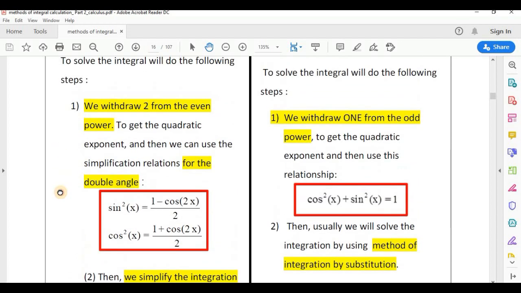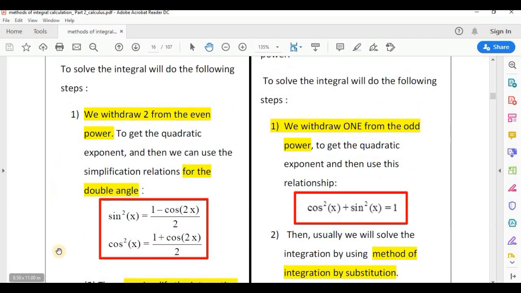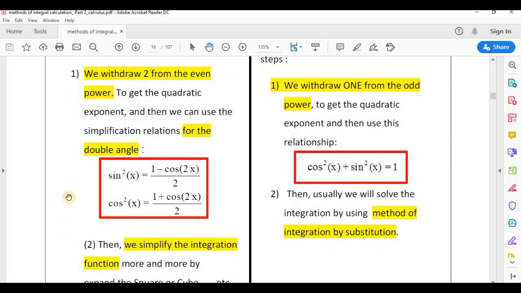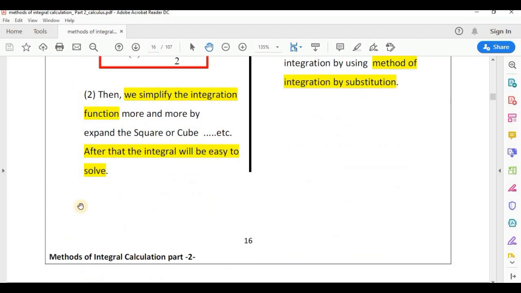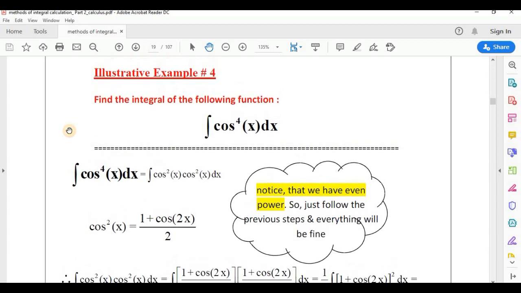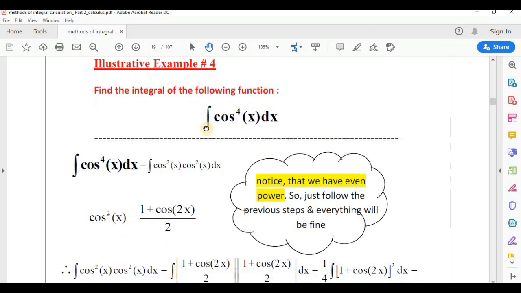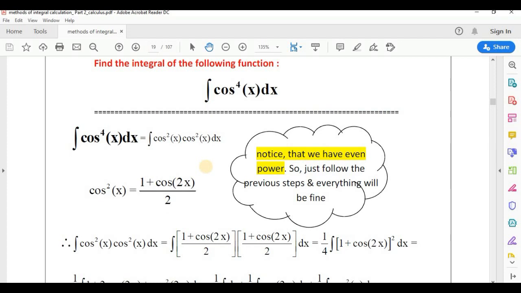These are the two steps. Take note of these two steps, or you can make a screenshot of these two important notes. And now let's see some practical examples to make the picture clear for this point. We have this example. Find the integral of the following function: integral cosine to the power 4 x dx. As we notice here, we have even power. We will solve this integral by following the previous steps and everything will be fine.